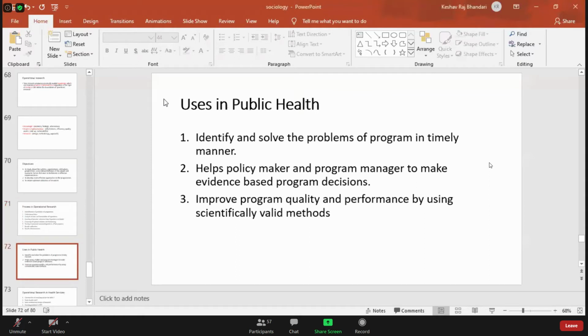So what are the uses in public health? Like I said, to identify and solve problems of the program in a timely manner, to help health policy makers and program managers make evidence-based program decisions, and to improve program quality and performance by using scientifically valid methods. So these are the basic uses in public health. The main thing is to improve the health program and to make health policy makers and managers take evidence-based program decisions.